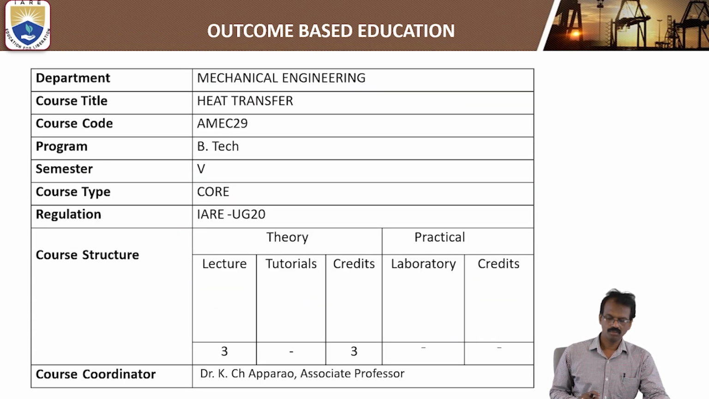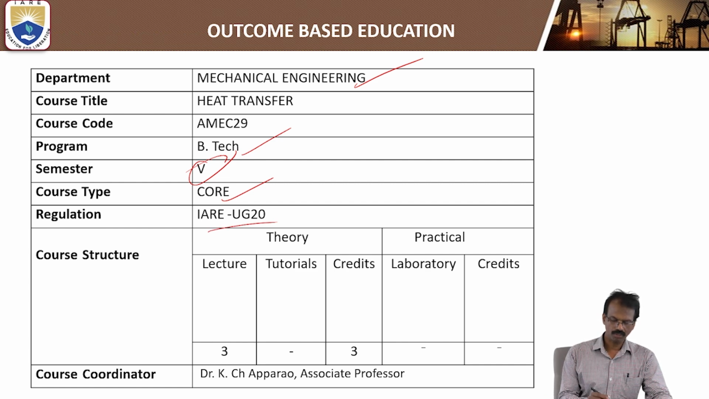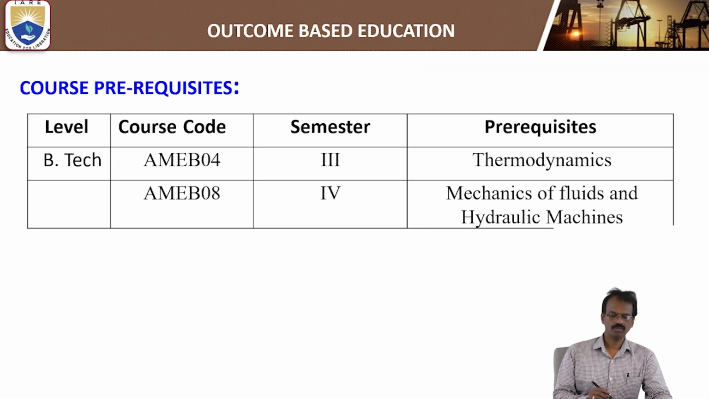So this is my subject. I just applied this OBE on this subject. The department is mechanical and the subject name is heat transfer. The course code is AMBC 29, BTech program, semester 5th. It is a core subject under regulations UG 20. Lectures 3, credits 3. These are the course prerequisites.